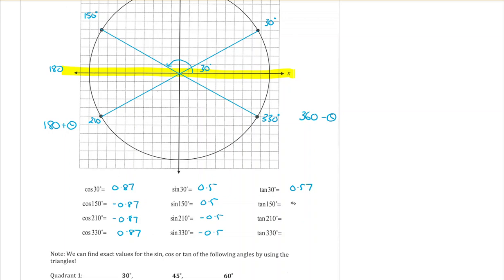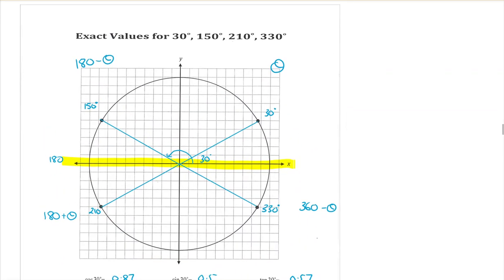0.57. Tan of 150? Yep. Negative 0.57. Tan of 210? 0.57. Yep. And the last one will be negative again. Okay. So what you can see by this quick little calculator practice we did here, all of the sine, cos, and tan of the 30 degrees. So the ones that were in this first quadrant, every single one of them was positive, weren't they?